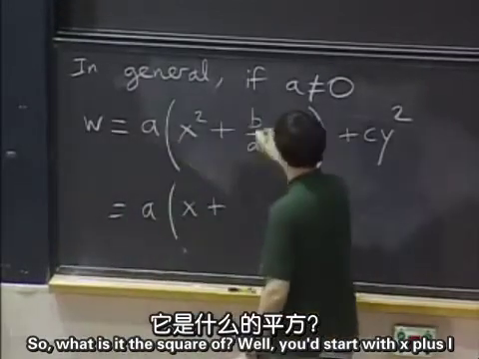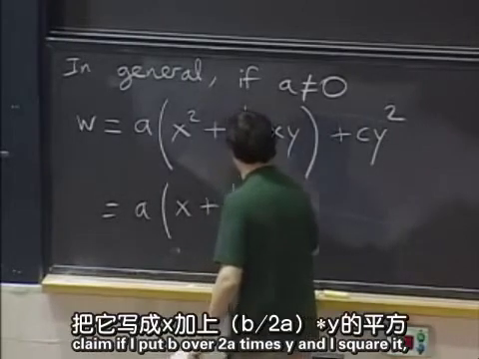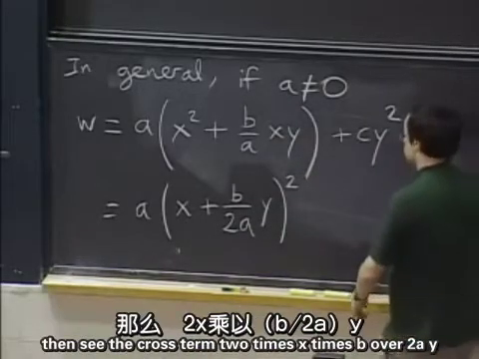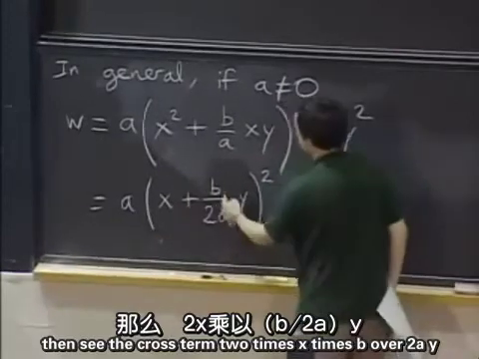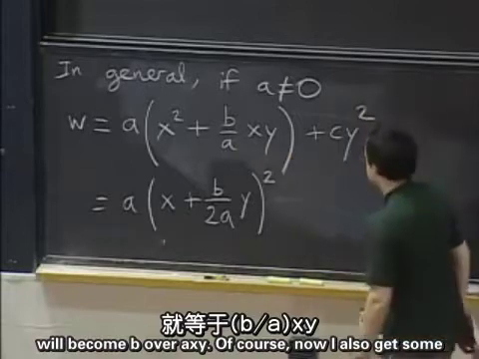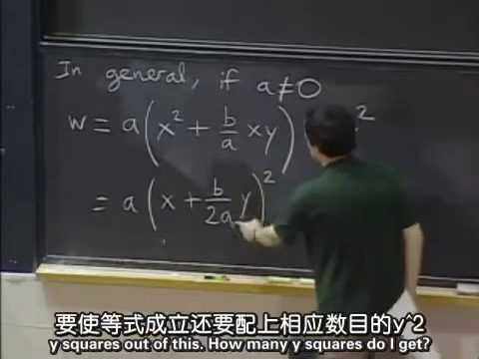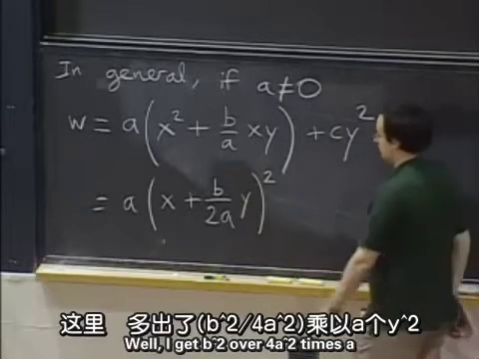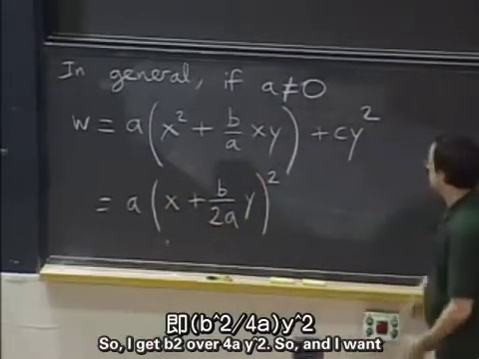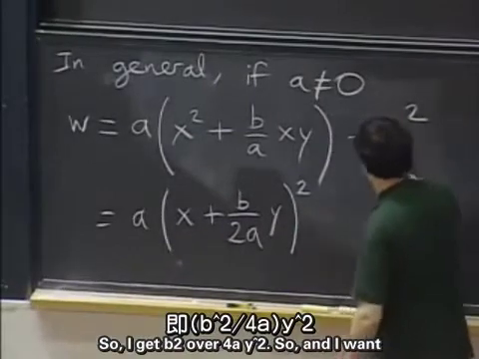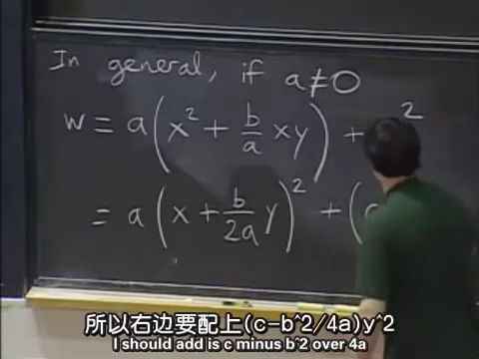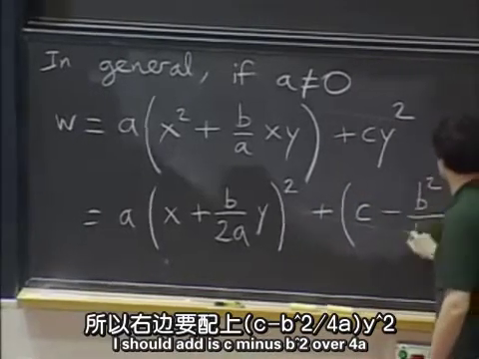So what is it the square of? Well, it starts with x plus, I claim, if I put b over 2a times y, and I square, then the cross term, 2 times x times b over 2a y, will become b over a xy. Of course, now I also get some y squares out of this. How many y squares do I get? Well, I get b squared over 4a squared times a, so I get b squared over 4a y squared. And I want, in fact, c times y squared. So the number of y squared that I should add is c minus b squared over 4a.